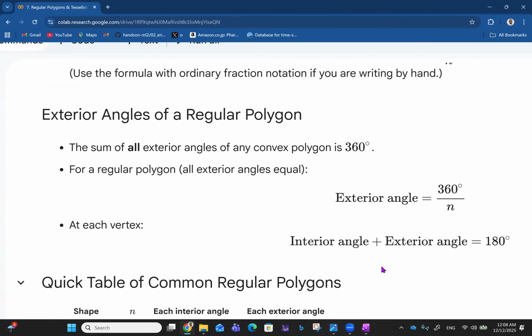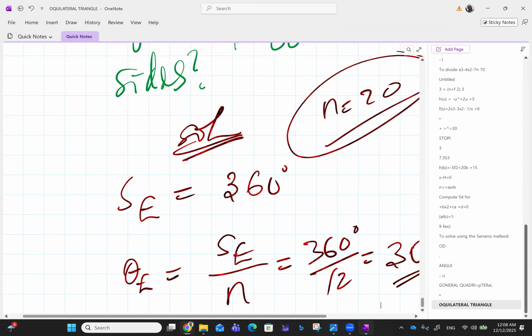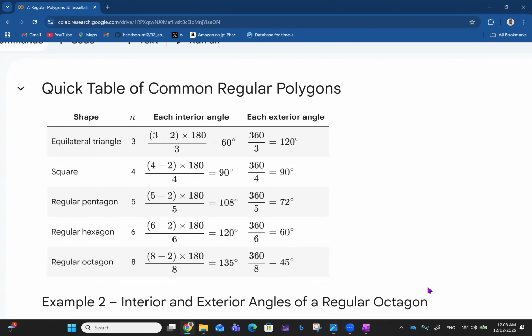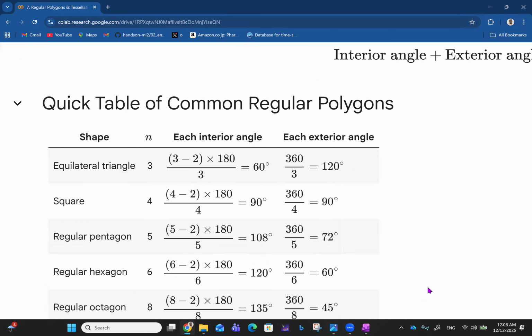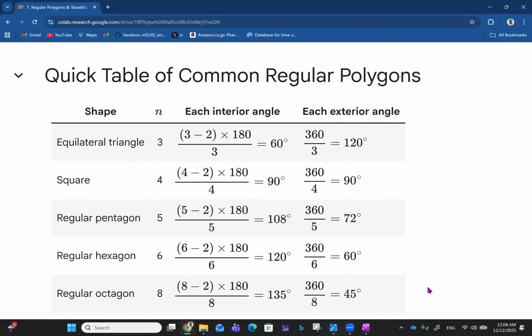So of course, we use the idea that interior angle plus exterior angle is 180 degrees. That is how we are able to subtract each one from 180 degrees to get those exterior angles. So we have a quick table to review the things we've been learning so far. A quick table of common regular polygons.